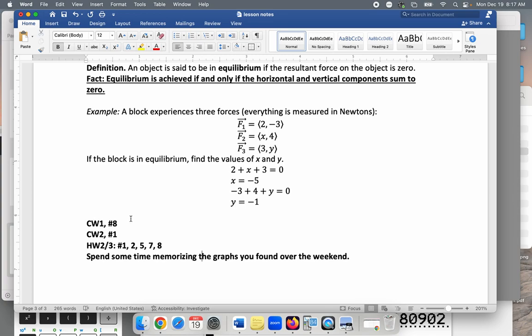That will not take you long, so you might want to spend a bit of time memorizing some of the graphs that you found over the weekend. Try to do just a little bit of this each night. We're not going to need it right away, but as we get into parametrics, which is actually the bulk of the unit, since we don't spend that long on vectors, you're going to need to have those graphs memorized, or at least a pretty good sense of them. So spend a bit of time trying to memorize what they look like and their major features, intercepts and asymptotes and stuff like that.